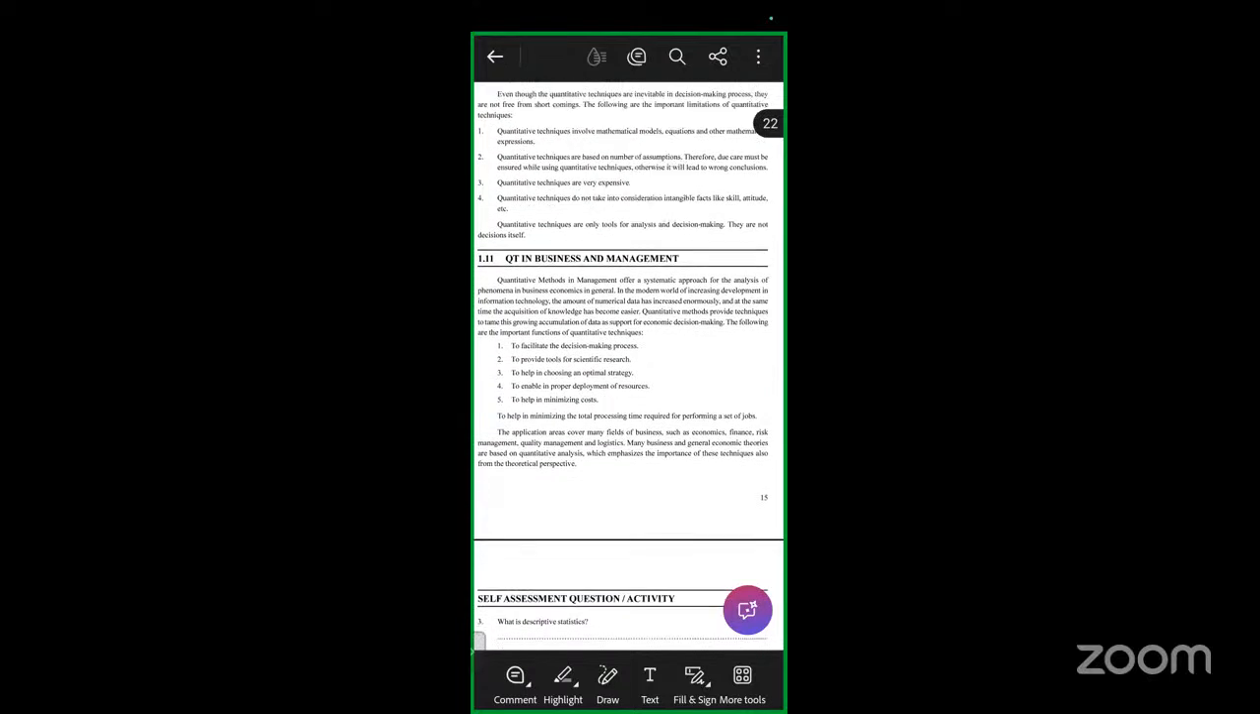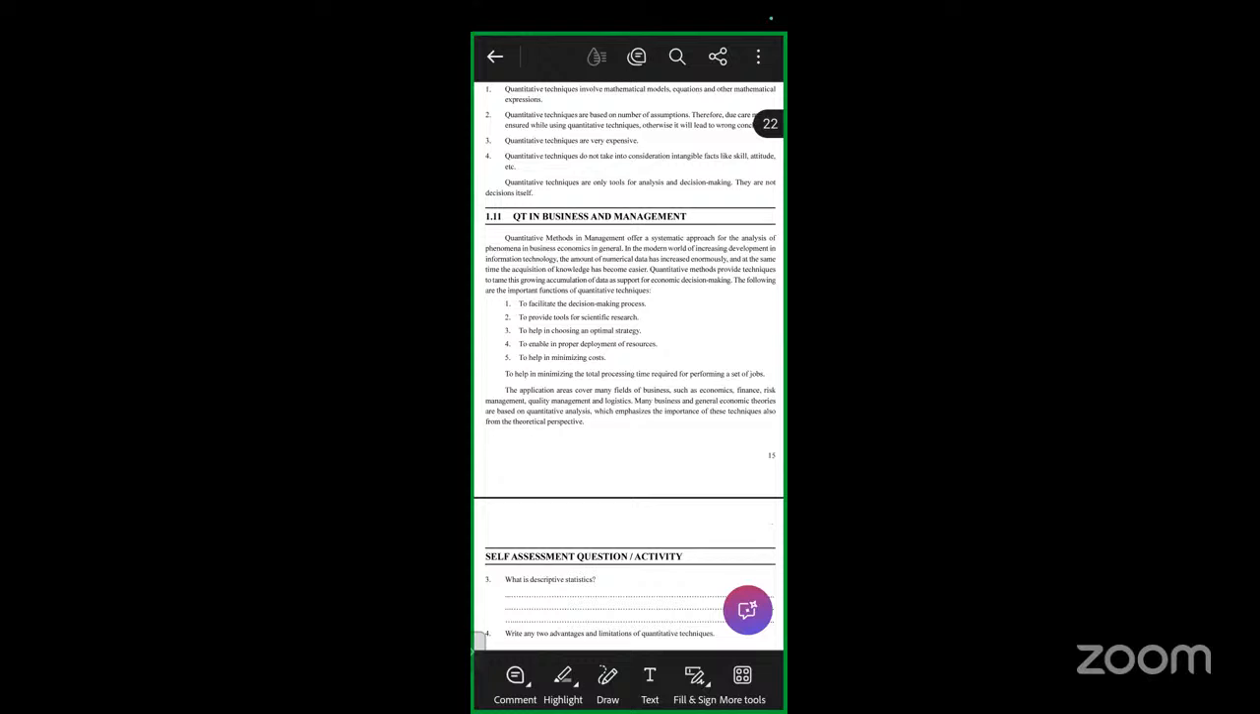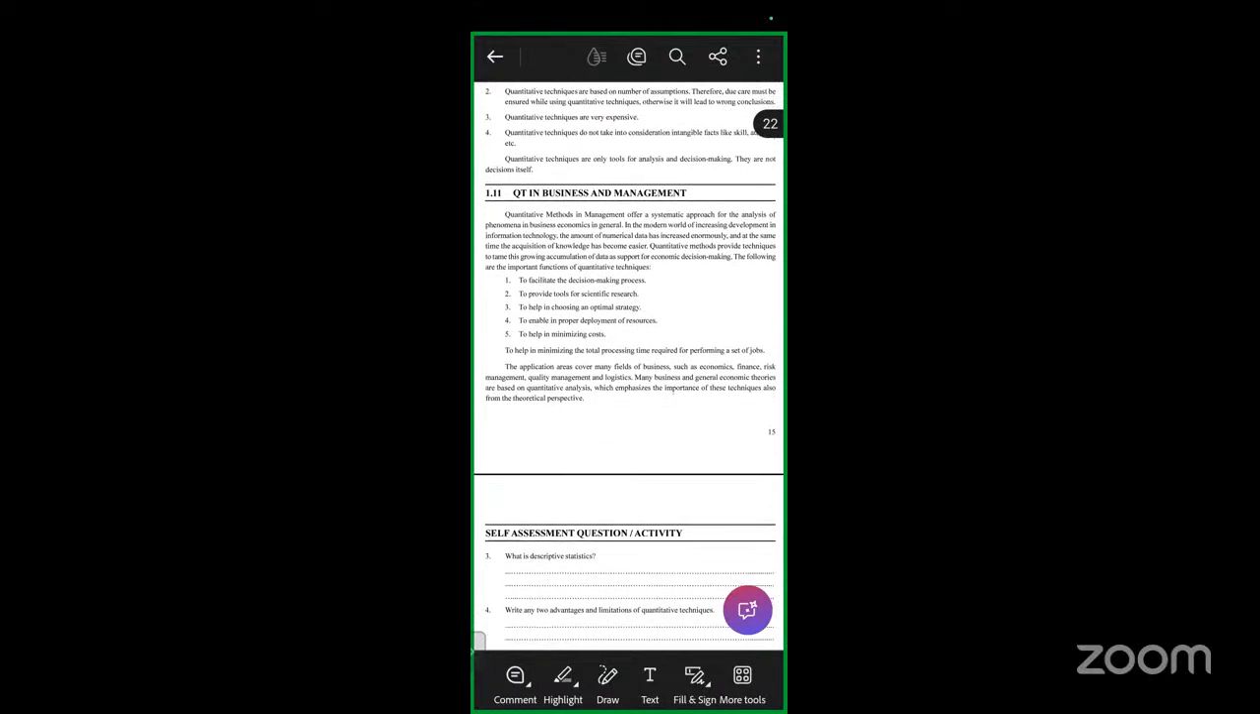So there are limitations as well. You can go through it. If you have any questions, you can go through. No, you can ask me. I'll explain to you. So, quantitative techniques in business and management.